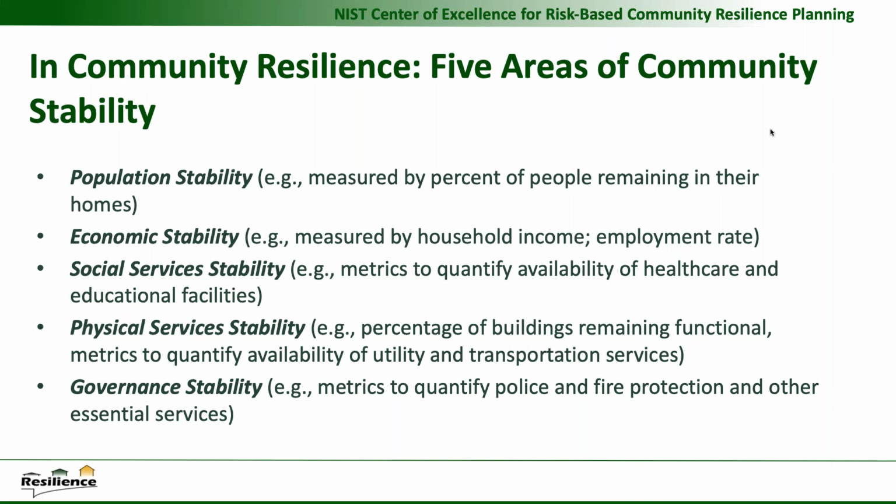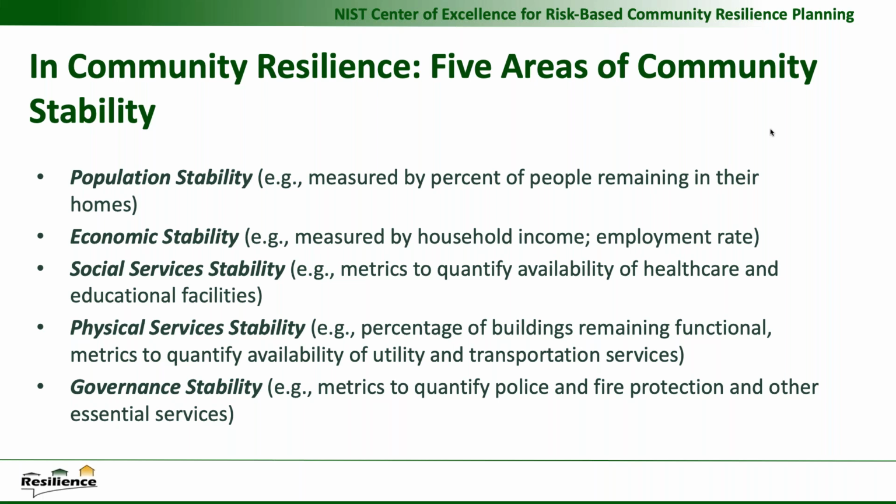Okay, so I want to move on to community resilience. We think of resilience in 5 areas of community stability. We think of them in terms of population stability, which is measured, these are just examples of what you could use for a metric to keep track of this, by the percent of people remaining in their homes after an event. Economic stability, which could be measured by household income, employment rate, it could be the gross city or domestic product. Social services stability, and these are metrics to quantify availability of healthcare, things like the patient to bed ratio or bed to patient ratio, as well as educational facilities, K-12 schools.